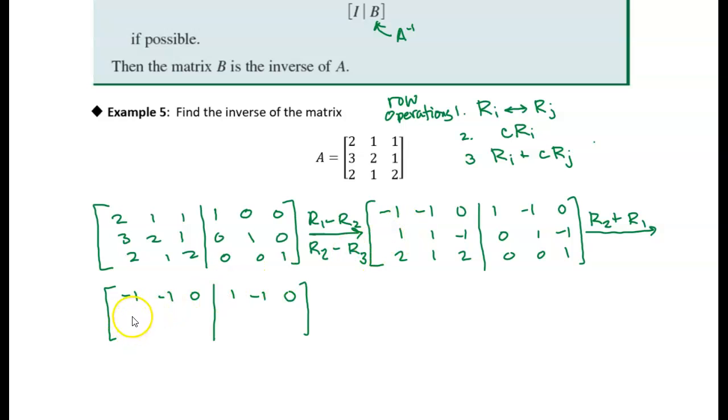So this becomes a 0. -1 and 1, that becomes another 0. This is still -1. This becomes a 1. This becomes a 0, and that still stays -1, right?